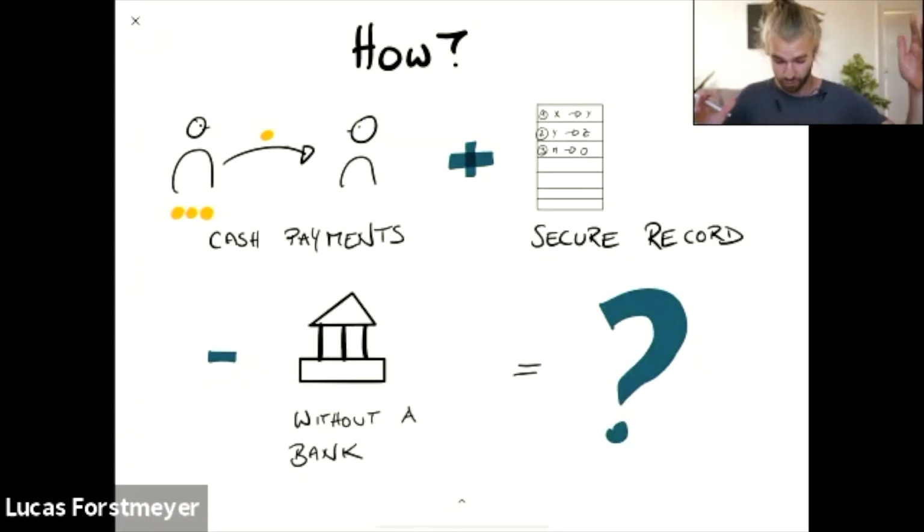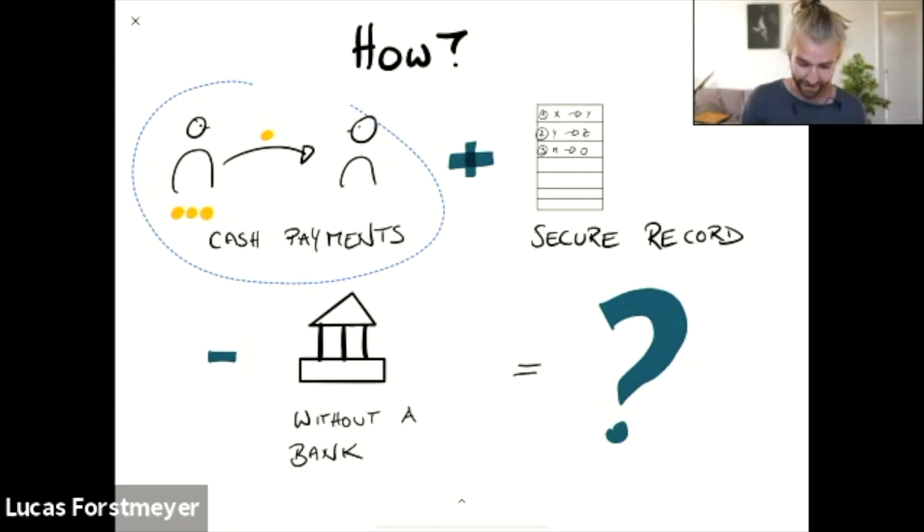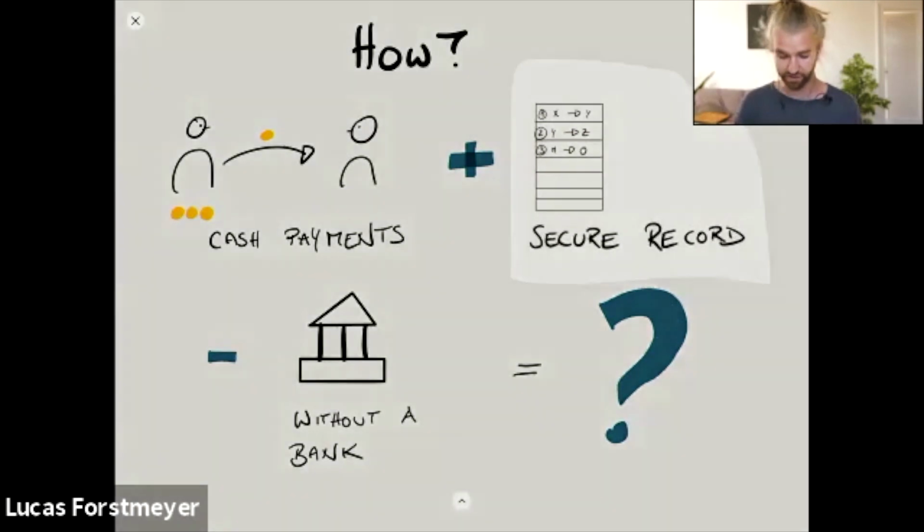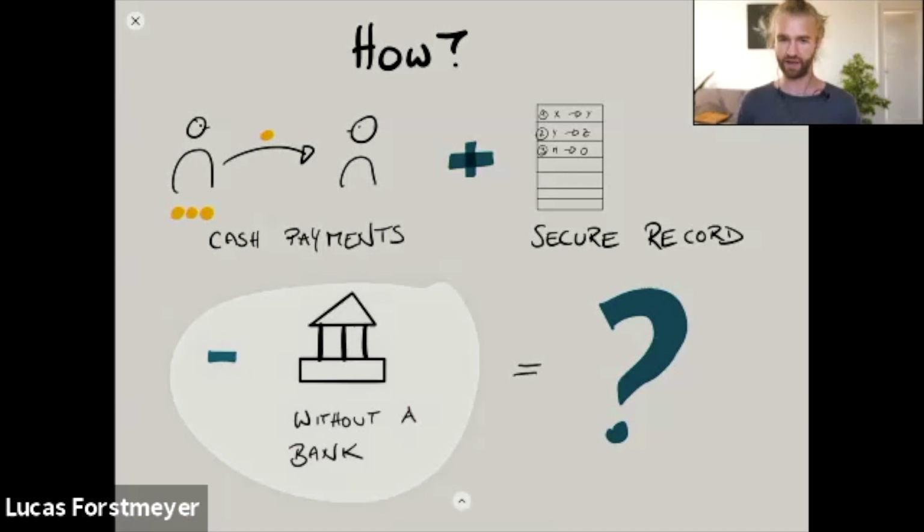We need micropayments. So basically, what was published with Bitcoin is kind of an answer to how can we do cash payments between users with a secure record minus the bank. And in one way, Bitcoin is actually an answer to that very fundamental question. That would be my overview of what is Bitcoin.